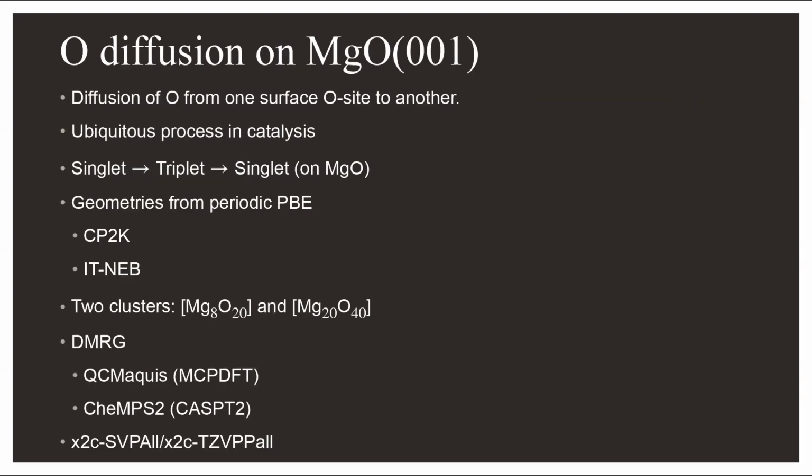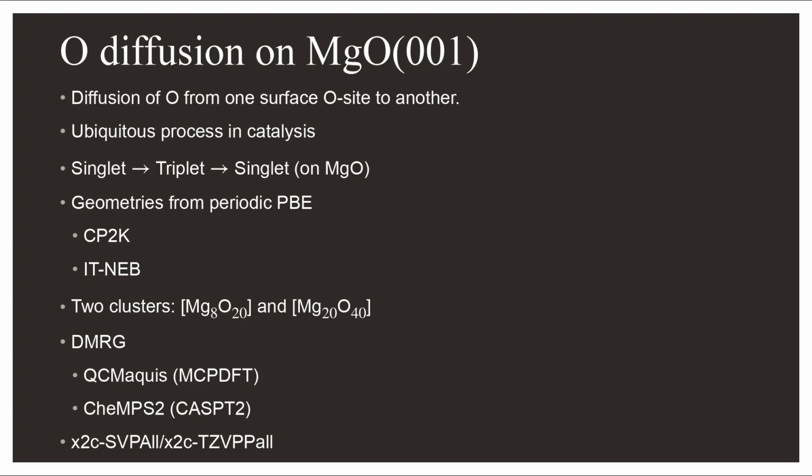Right. Another application that I'm working on is oxygen diffusion on a magnesium 001 surface. So what you do is take an oxygen atom, put it on the surface, and then move it from one side to the other. This is a very fundamental process in a lot of catalytic processes. And actually, it's a lot more complicated than it sounds, because if you look at the minimum energy pathway for this, you would actually have a singlet to triplet and then back to singlet crossing, if the rates would allow that. Of course, it's hard to say what is an experiment, but in principle, that would be the minimum energy pathway.